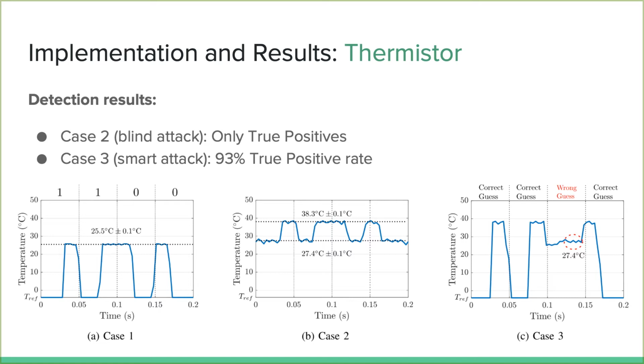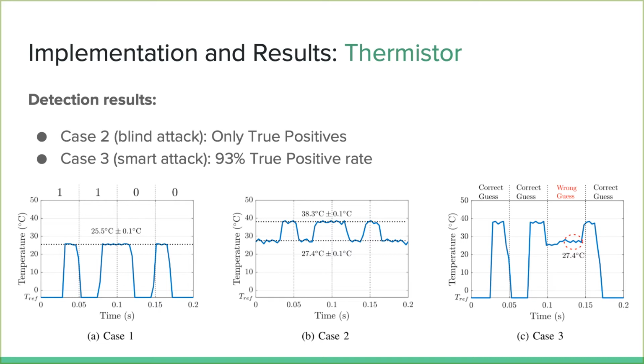Case 2 is when an attacker is blindly inserting information, trying to raise the temperature. As you can see, the peaks are around 40 degrees Celsius now, so we're able to raise the temperature of the sensor. However, the bottom peak raised to around 30 degrees Celsius versus our temperature reference. And this is clear evidence of an attack going on.